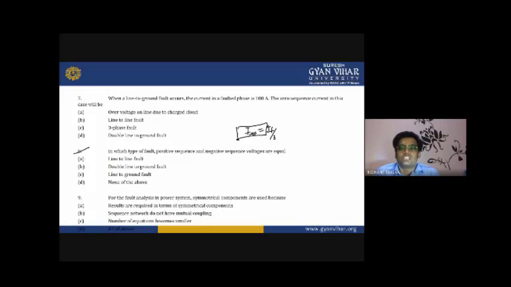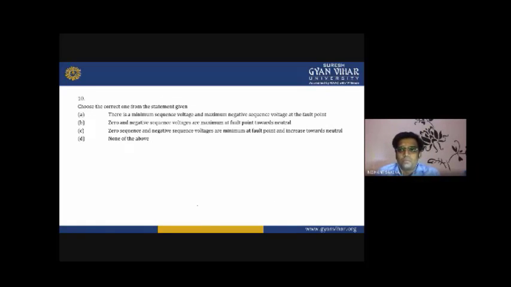Now, for the fault analysis in power systems, symmetrical components are used because the results are required in terms of symmetrical components. Not necessary. Sequence networks do not have mutual coupling. Not necessary. The number of equations becomes smaller. It's also not necessary. We do not require the results to be in symmetrical components. But it makes the calculations easy to get the results in symmetrical components. I'm leaving it up to you.